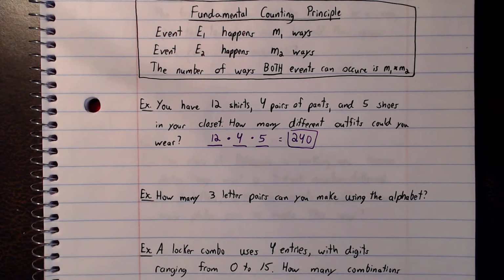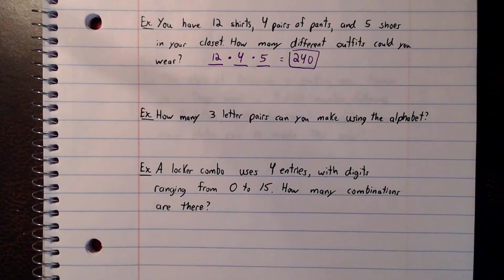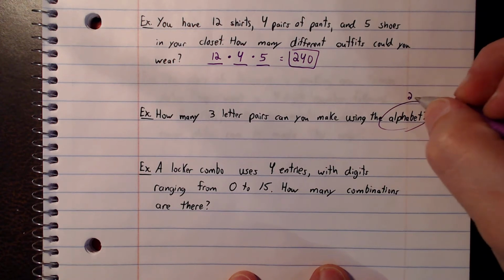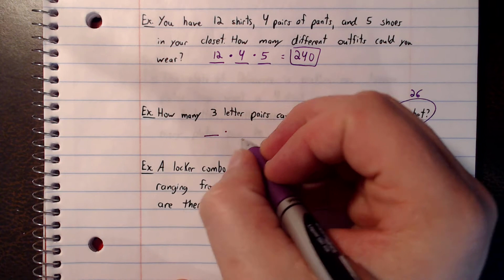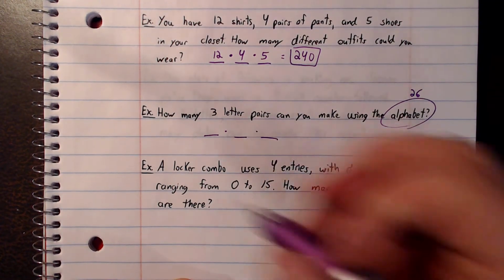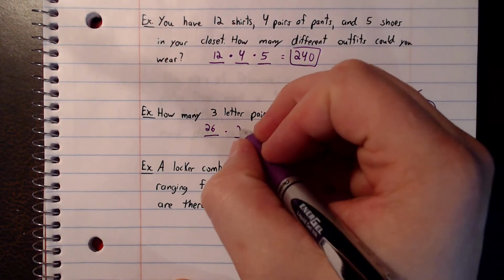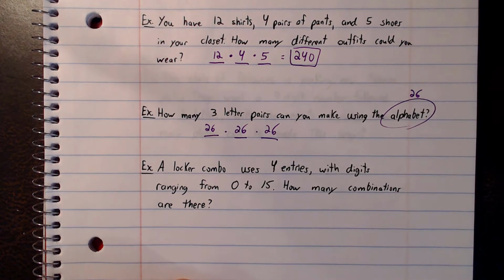Let's take a look at a different one. Okay, this is a little bit different. This time, we want to know how many 3-letter pairs can you make using the alphabet. Some information we need to know, like how many letters are in the alphabet. There's 26. Okay, so let's see. We've got 3 spaces, right? 3-letter pairs. There's 26 letters in the alphabet. So I could choose any of the 26 here. I could choose any of the 26 here, and I could choose any of the 26 here.